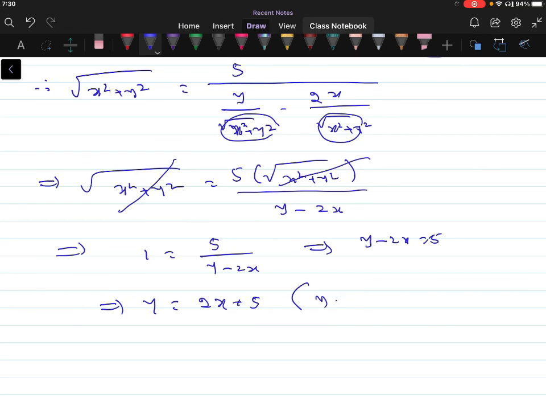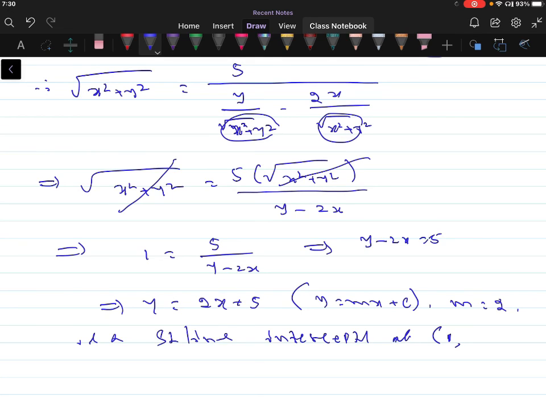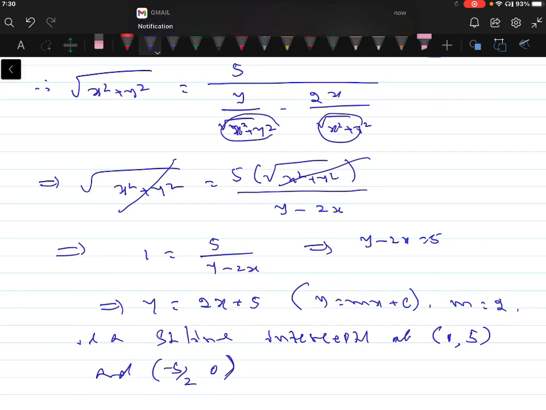This is of the form y is equal to mx plus c, where slope m is equal to 2. So it is a straight line. The intercepts: when x is 0, y is equal to 5, and when y is 0, x is equal to minus 5 by 2. So the straight line intercepts at the points (0, 5) and (minus 5 by 2, 0).